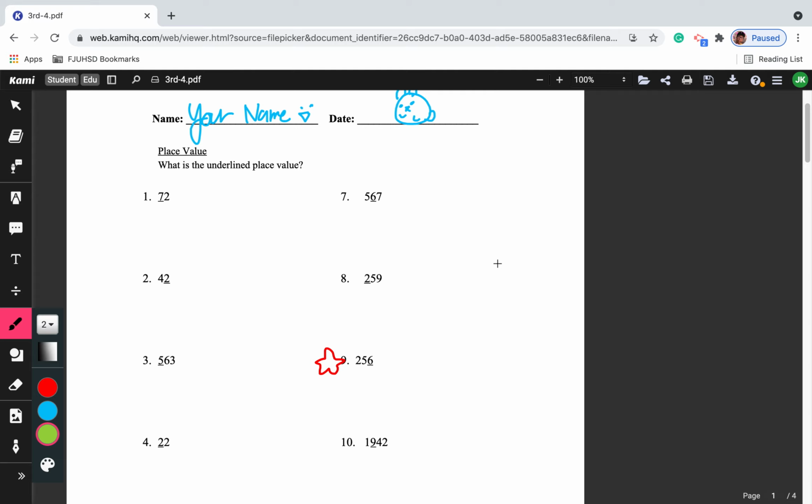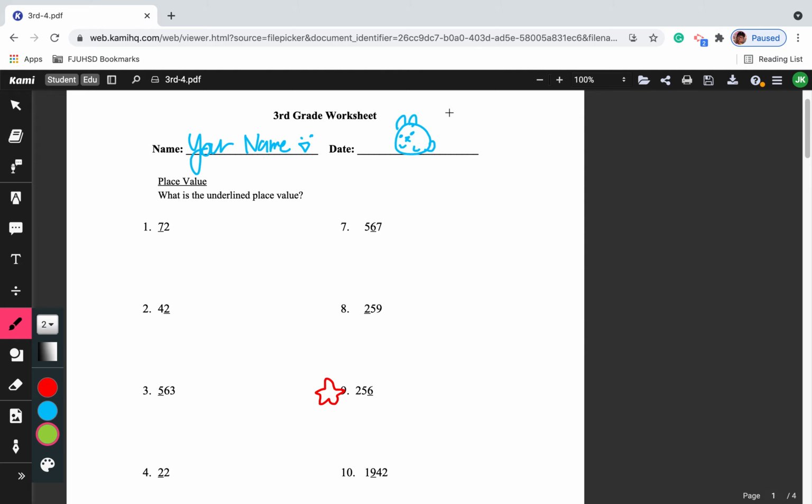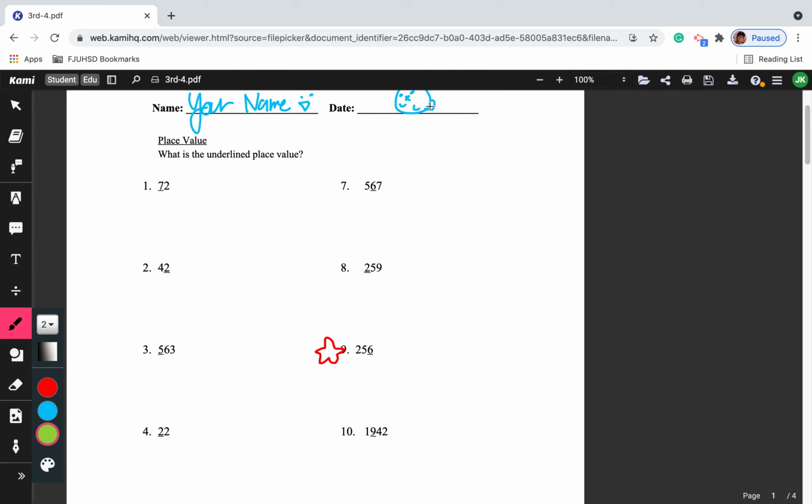So I'm going to be doing some examples, and with the help of the examples, I hope this will help you solve the whole worksheet. Remember to always write your name, always write a date, and not draw something on it, unlike me. And let's go.